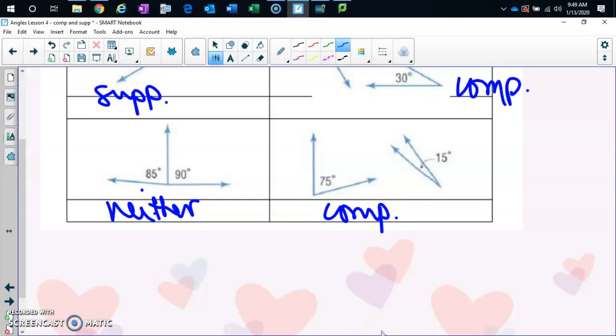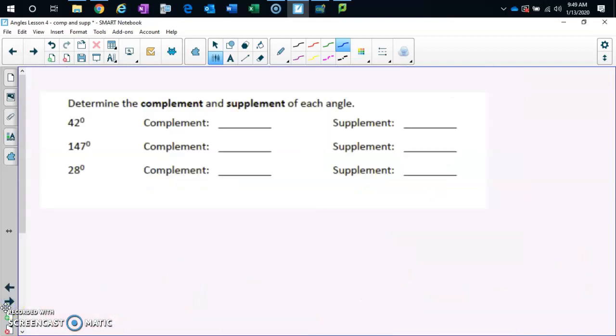Complementary angles. Two angles that add up to 90. Supplementary. Two angles that add up to 180. Notice I'm saying 2. There's no such thing as 3 supplementary angles. It's 2. Here we go. All right. Now, two variations of this word.